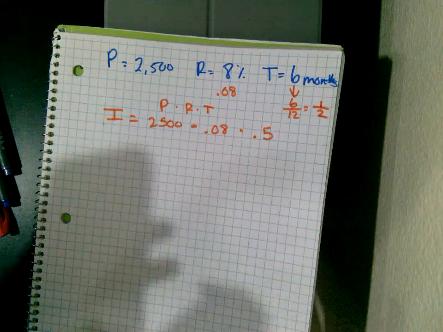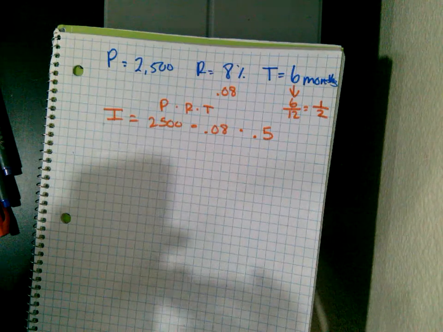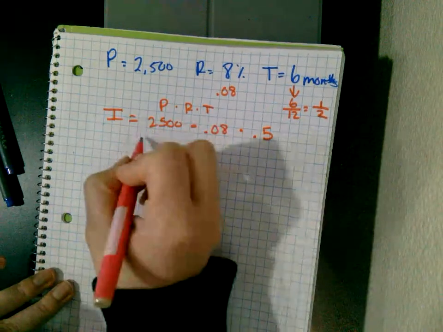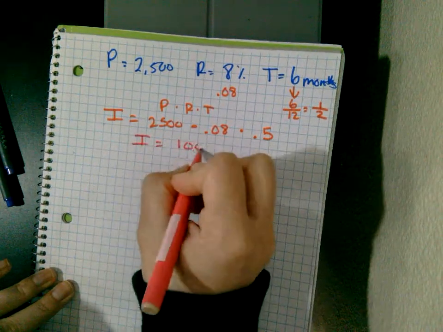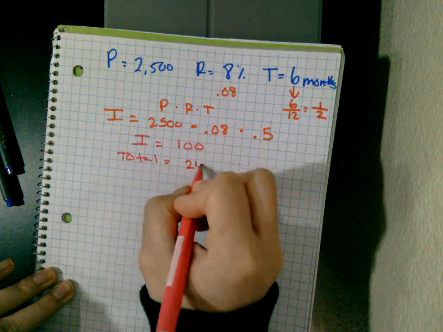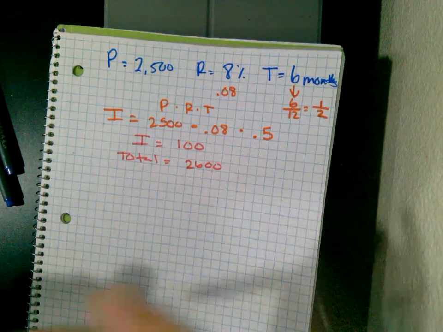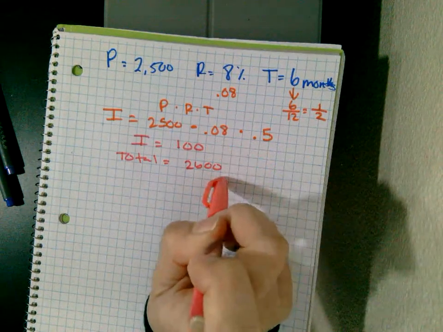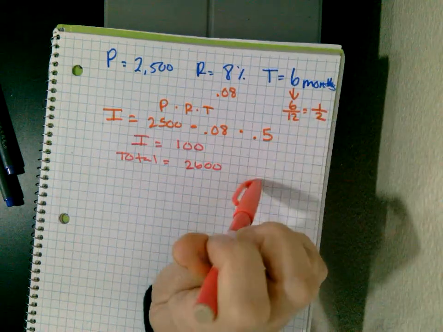2,500 times 0.08 times 0.5. So interest is equal to 100. Total would equal 2,600, right? So my brother would pay me $100 in interest. He would pay me a total of $2,600 after 6 months.